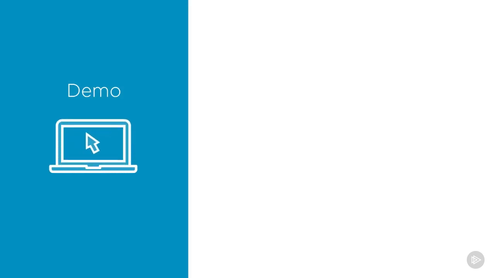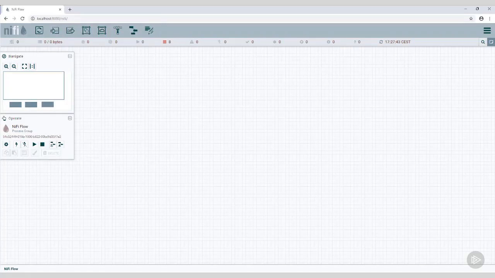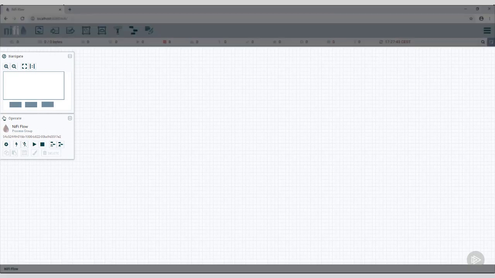The Apache NiFi user interface is simple to use and provides everything you need to visualize, edit, monitor, and administer data flows. In this demo, we will highlight and navigate through its different segments, and we will see how to use and configure components. Once you have entered the Apache NiFi UI in your favorite browser, you can see a blank canvas. This is where you can build your data flow.